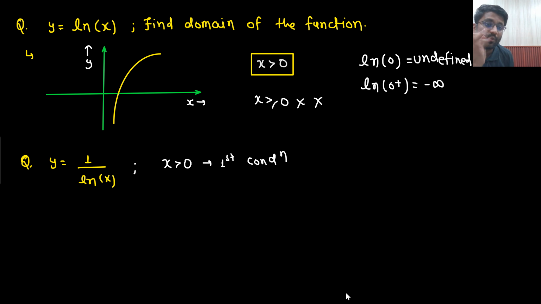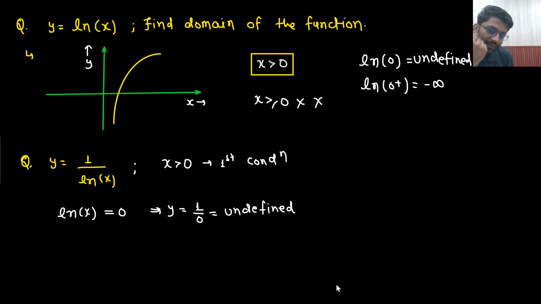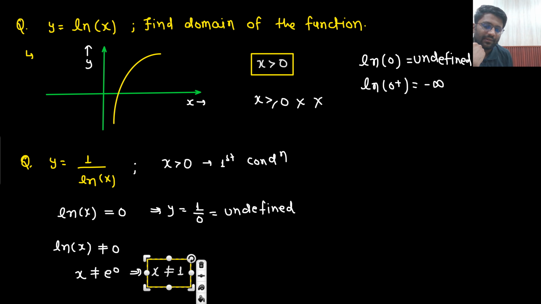But there would be one more condition. What is that? What if ln x is equal to 0? If ln x equals 0, then what will happen? Y will become 1 by 0, then it will become undefined. Say yes or no. That means ln x should not be 0. What is the meaning of ln x should not be 0? This ln goes inside, this will become e to the power 0. That means x should not be equal to 1.